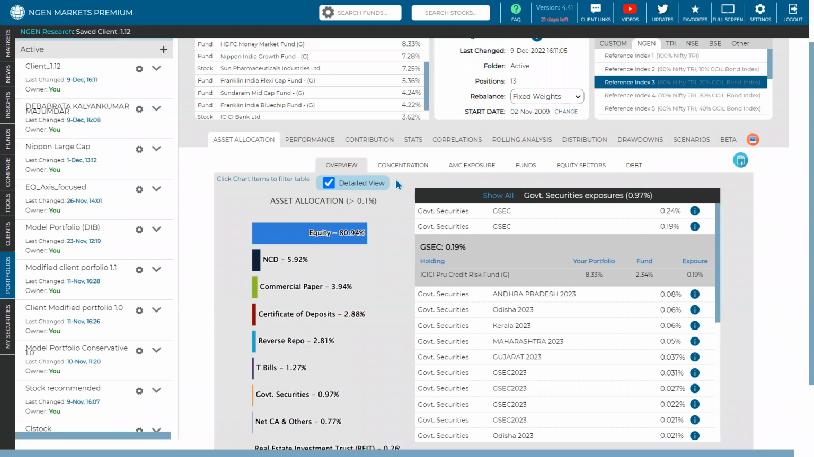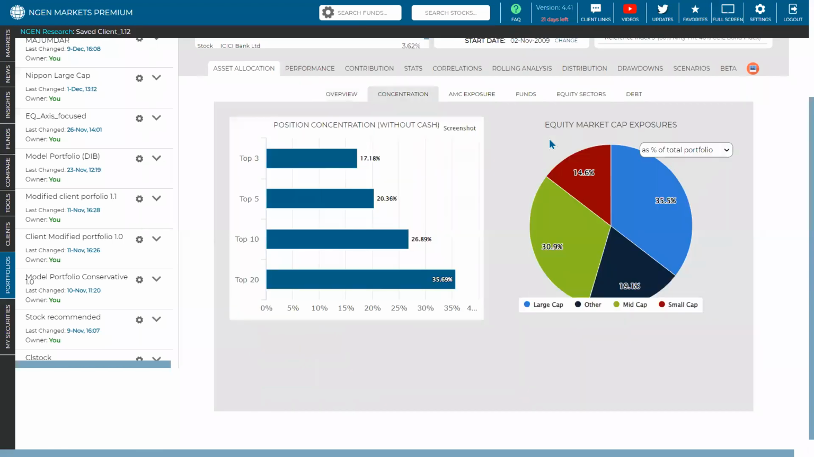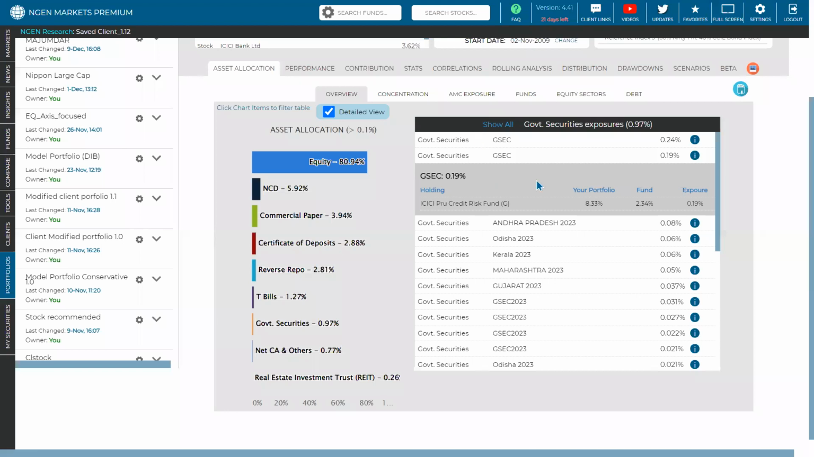Now, what about the concentration? So concentration is given here, which helps us to understand how concentrated the top three exposures are. So the top three exposures include, when you click on the overview, I'll just come back and I will click on show all. When I click on show all, I can see these are the top three exposures I have in my portfolio. One is Sun Pharmaceuticals, ICICI Bank, and TREPS.